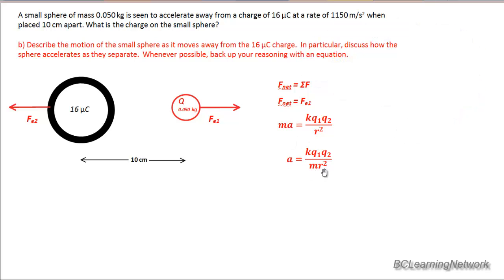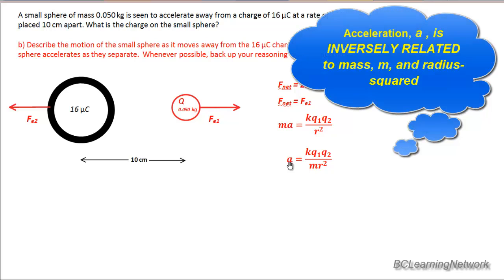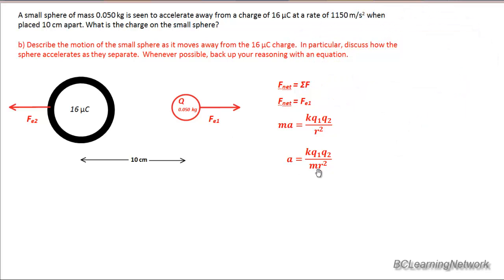Now mass and radius are on the bottom of the equation, so we say that those are inversely related to my acceleration. If the mass of this little red sphere suddenly increases, it's going to have way more inertia, and it's not going to accelerate as rapidly. That's Newton's second law. So again, that makes sense.